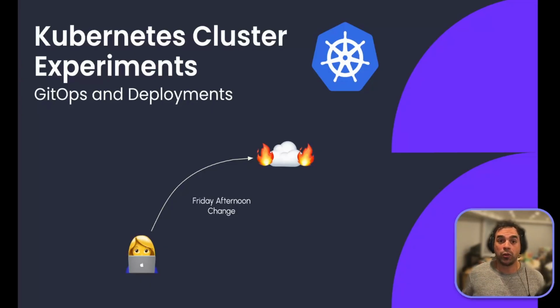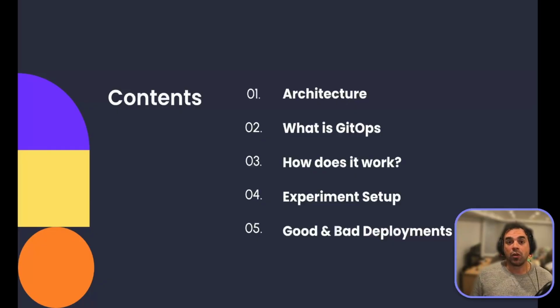GitOps and how Kubernetes handles good and bad deployments. In this video, we're going to go over the cluster architecture, and then we're going to look at the concept of GitOps and how it works in practice. Then, we're going to set up our experiments to demonstrate how Kubernetes will handle good and bad deployments under load.